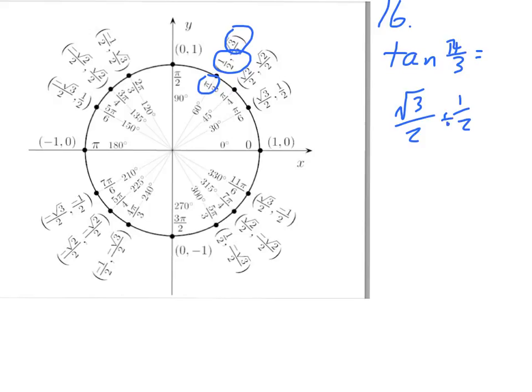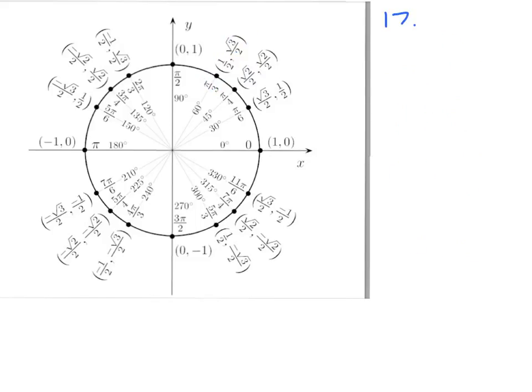Dividing by a fraction, you multiply by the reciprocal. So it's root 3 over 2 times 2 over 1. The 2's cancel out. You are left with root 3. So the tangent of pi over 3 equals root 3.